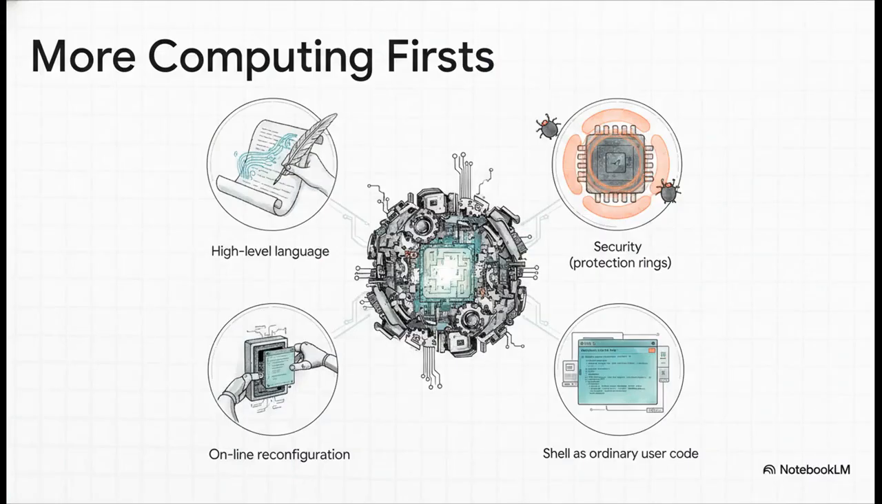And seriously, the list just goes on and on. It was the first big OS written in a high-level language, which made it way easier to work on. It was one of the first to be designed with security in mind from the get-go, with hardware support for something called protection rings, a concept that's still fundamental today. And get this, you could add or remove CPUs and memory while the system was running. That was unheard of. Even the command line, the shell, was just a regular program. It was pure, unfiltered innovation.